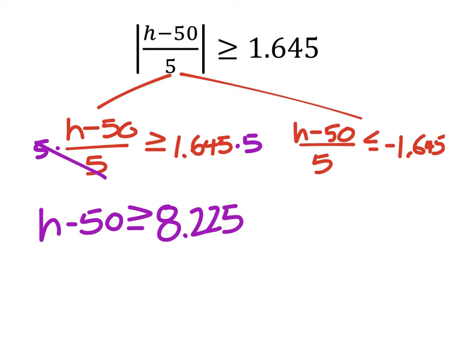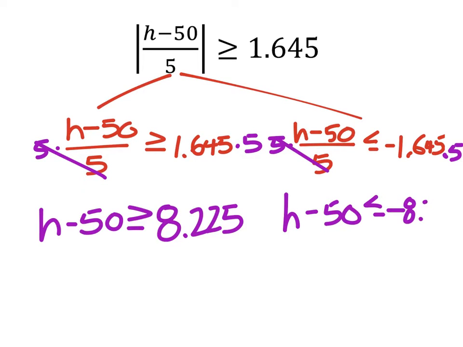And if you did it on this other one as well, multiply this one by 5, and over here you multiply that by 5. You have the same values, it's just this one's negative. So h minus 50, these cancel down to 5s, is less than or equal to negative 8.225. Well, from here, just add 50 to both sides, on both of them, actually.